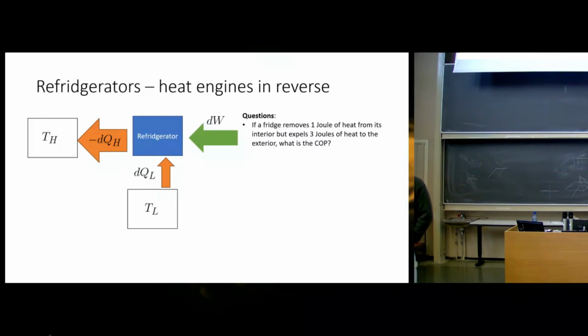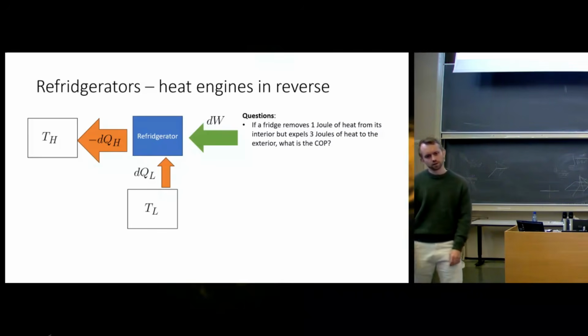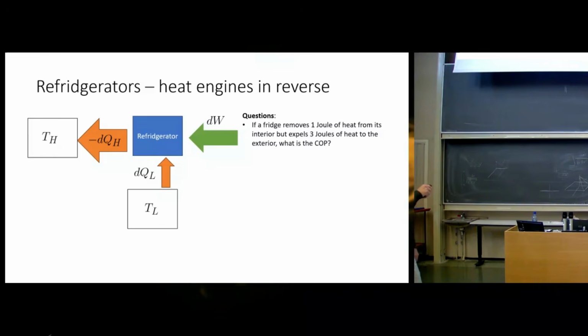Why? Perfect. And then you have this question: it removes 1 joule but expels 3 joules. What is the COP? Show me by fingers the COP. 0.5, 0.5. Oh, 1/2. I like it. Okay, I thought it was going to be 2, but that's not the case, is it? No, because what you're saying is you remove 1 joule of heat, you expel 3, which means that you've used 2 joules to run the thing, and that gives a COP of 0.5. Good.